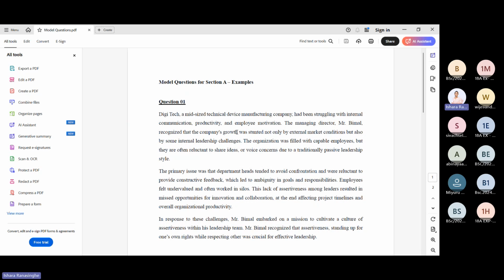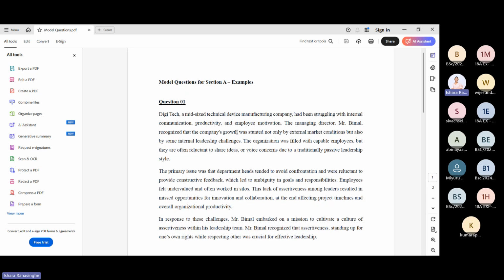If it is a kind of justifiable answer, if I feel that you have the knowledge and if you have justified the answer, then there can be some chances of achieving the marks with it.